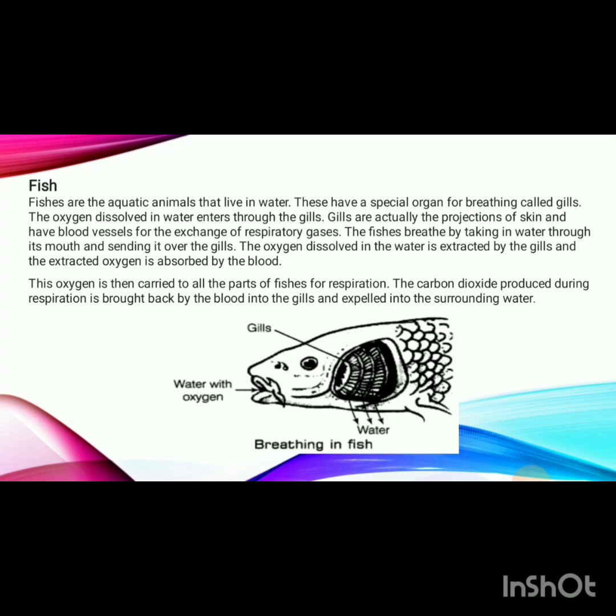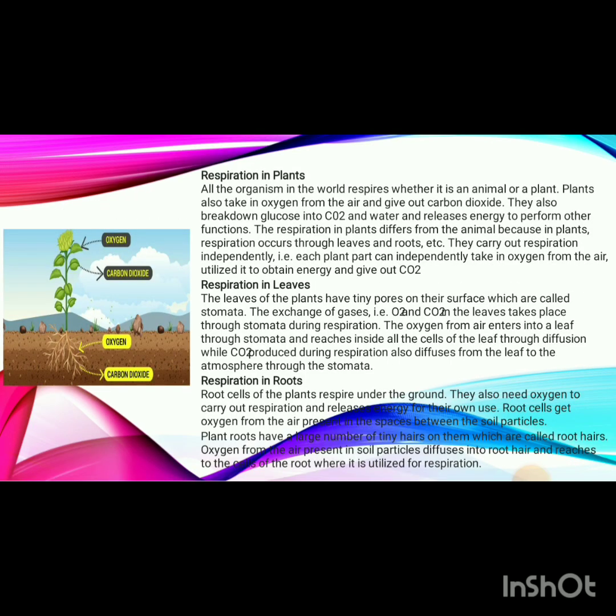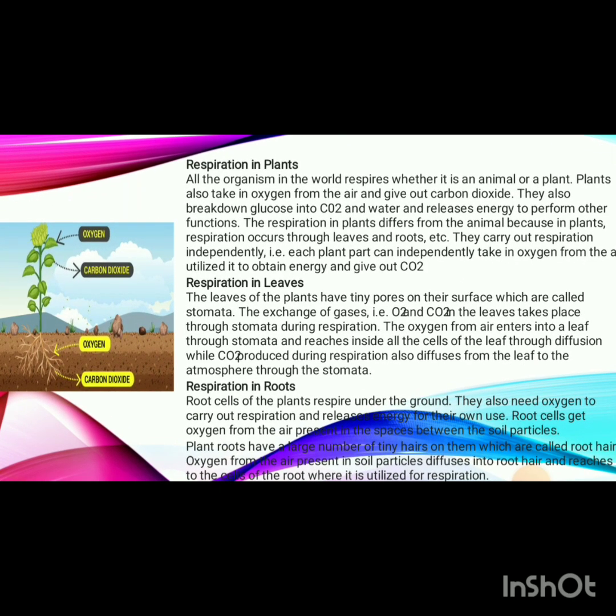The fish breathes by taking in water through its mouth and sending it all over the gills. The oxygen dissolved in the water is extracted by the gills, and the extracted oxygen is absorbed by the blood. So, fishes with the help of gills breathing करती हैं. Okay, and this oxygen is then carried to all the parts of the fish for respiration. The carbon dioxide produced during respiration is brought back by the blood into the gills and expelled into the surrounding water. Okay. Now, this is the last topic of this chapter, respiration in plants.